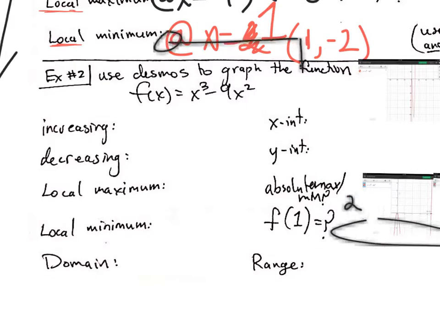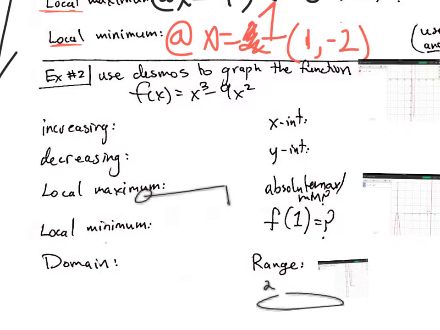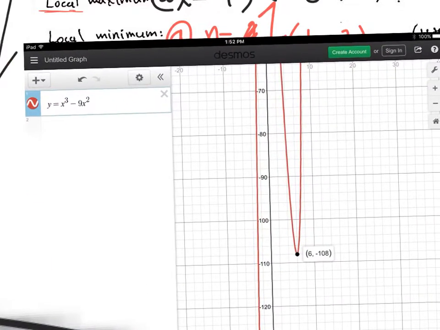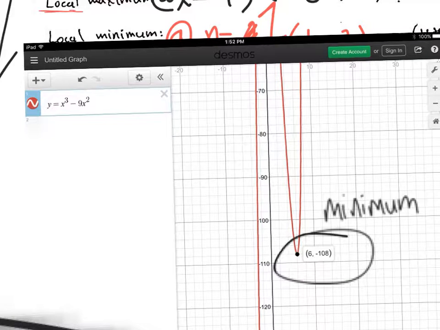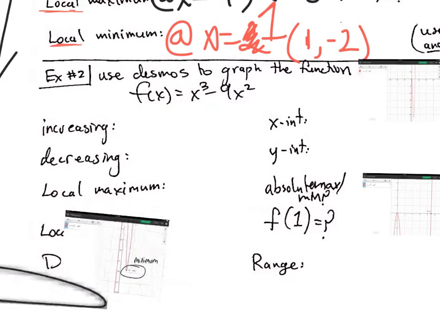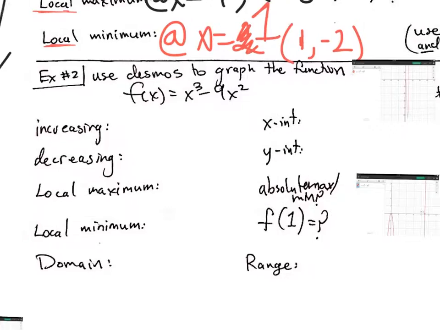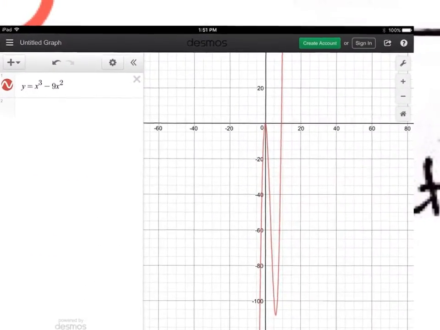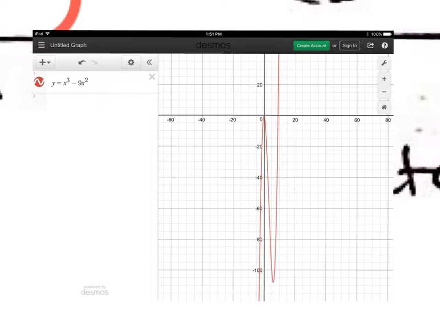Let's see, where can I get that? Well, here. So we're going to get something that looks like this. Let's pay attention to this 6, negative 108 as our local minimum. And then we can hopefully get this thing out of here, because it's pretty annoying. Okay, so those got stuck there. Here's what the graph should look like, all right?